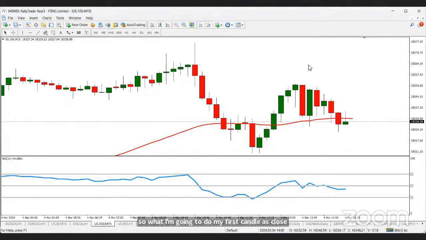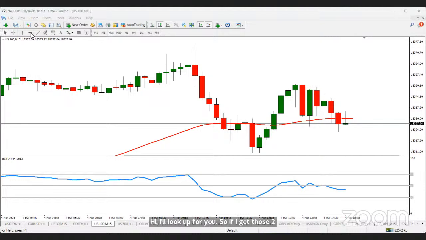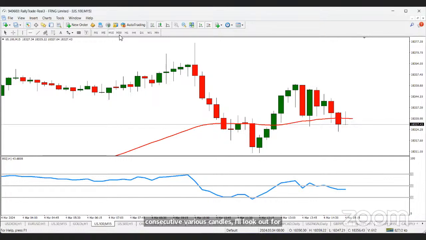My first candle has closed bearish on US 100. For my moving average, I have the period 50, and apart from that, I have the exponential moving average on 50 period. So my plan is that if I have 2 consecutive bearish candles, I can look out for a sell on US 100.